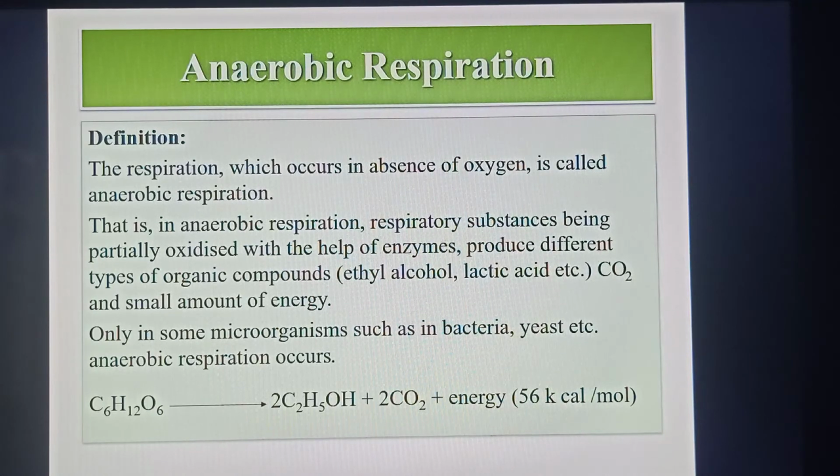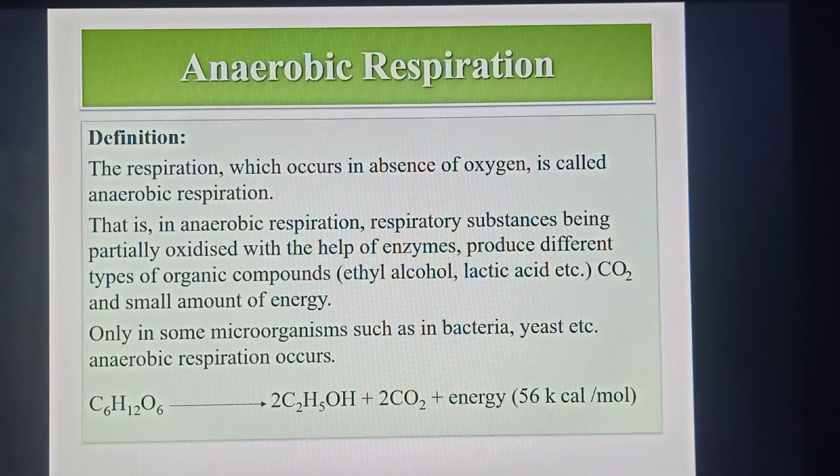Now our next topic is anaerobic respiration. What is anaerobic respiration? The respiration which occurs in the absence of oxygen is called anaerobic respiration. Why is it written as in absence of? Because aerobic respiration, which occurs in the eukaryotic cell, occurs in the presence of oxygen. And anaerobic respiration occurs in the absence of oxygen.